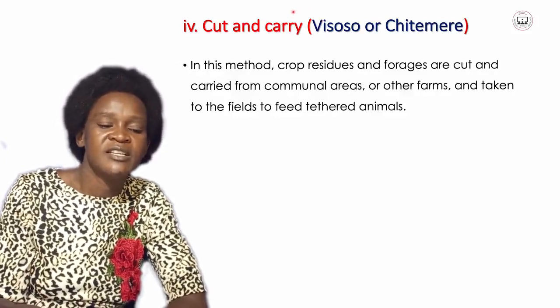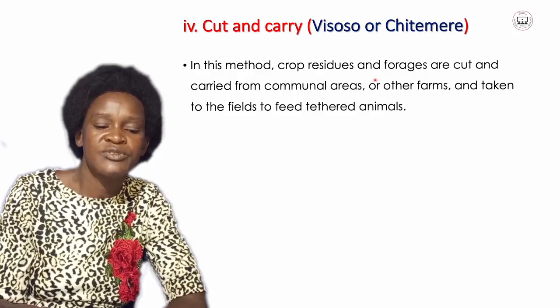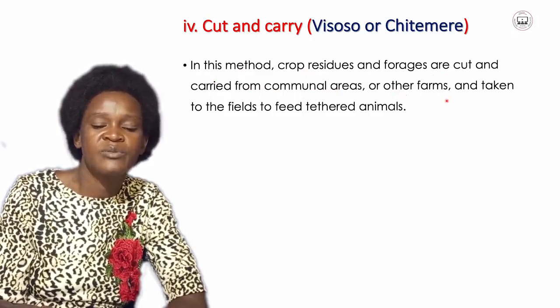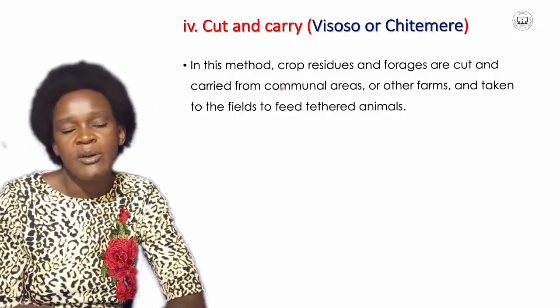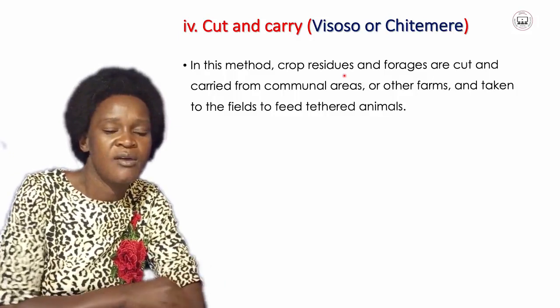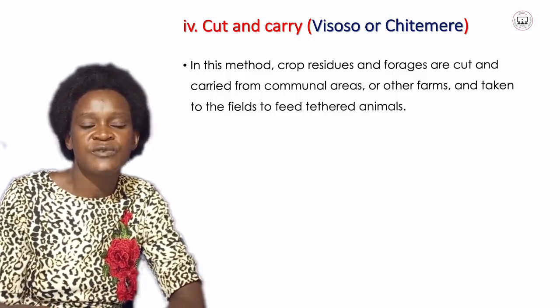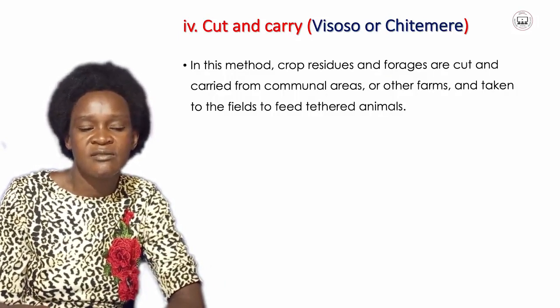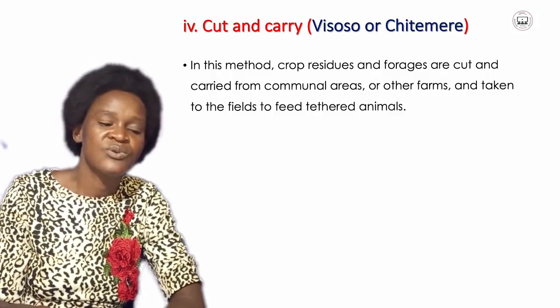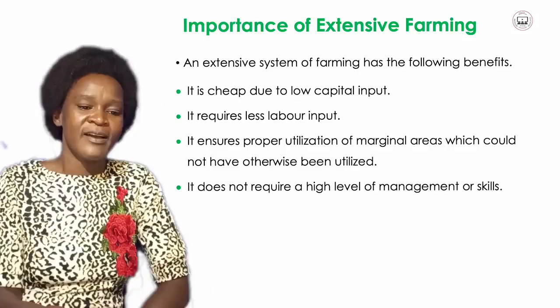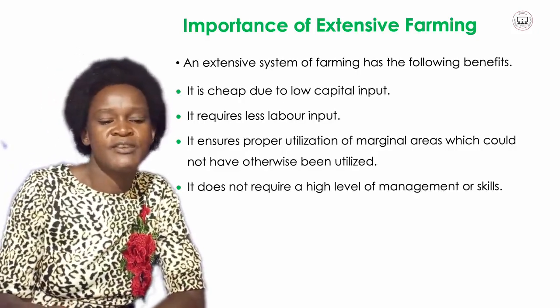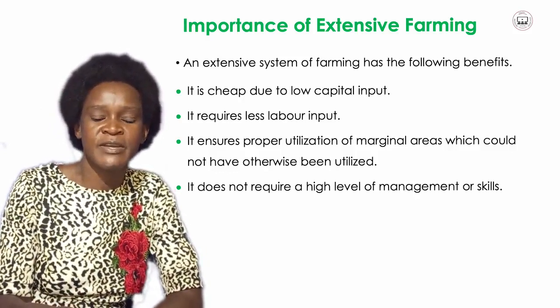Cut and carry is a method whereby crop residues and forages are cut and carried from communal areas or other farms and taken to the fields to feed tethered animals. So on cut and carry, most of the time we use this method when you have animals which are just kept in the collar, animals which are restricted not to move out to search for food. So instead, you cut the feeds and carry those feeds to wherever the animals are. Cut and carry.